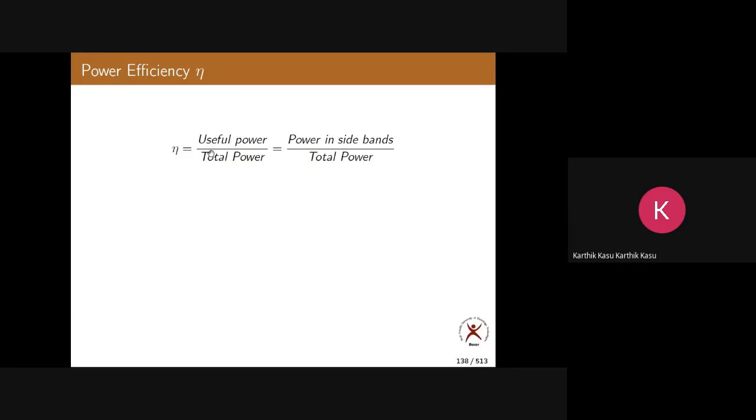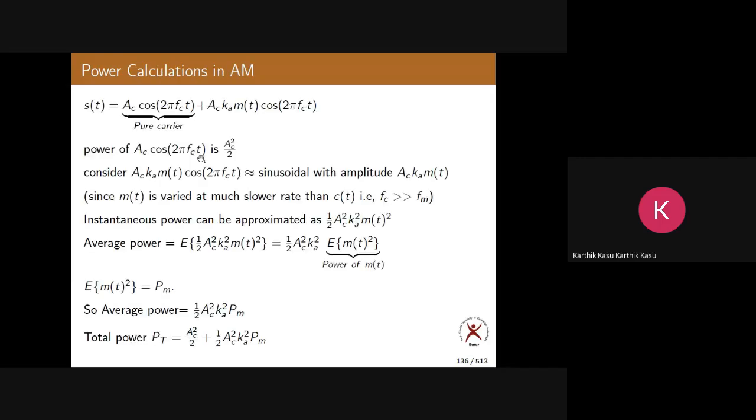So total power means, just now we have seen how much total power is. PT, the total power, is the power with which you are transmitting your signal. Otherwise, the power required to transmit S of t is called total power, that is PT. You have calculated that just now. But useful power means power in sidebands only.